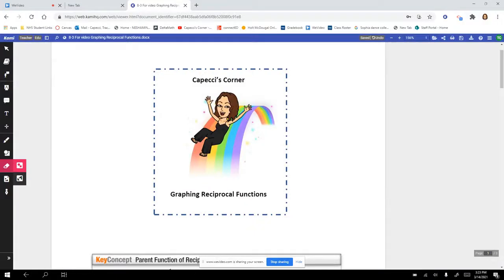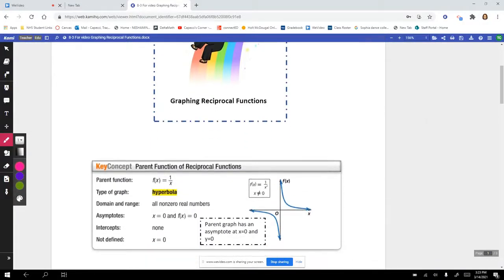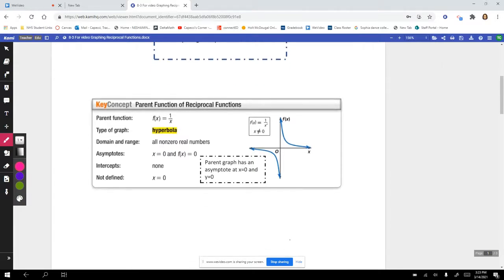Teacher's Corner, we're going to look at graphing reciprocal functions. Now, when we're looking at a parent function of a reciprocal function, it does take the shape of a hyperbola. There's the equation or the function. Now, we do have asymptotes, and asymptotes are lines that appear on the coordinate plane which the graph gets really close to but doesn't touch.